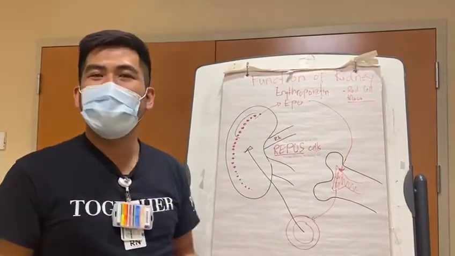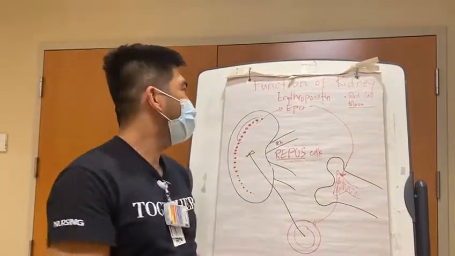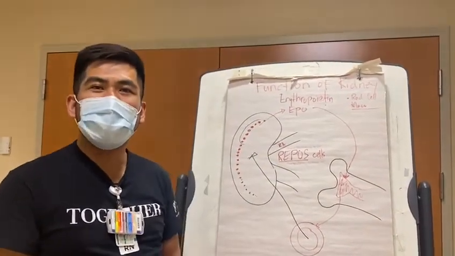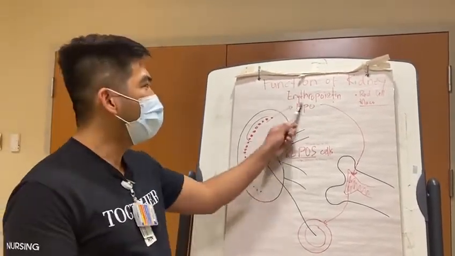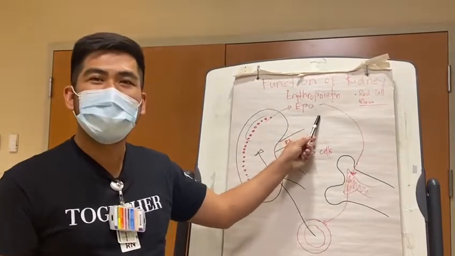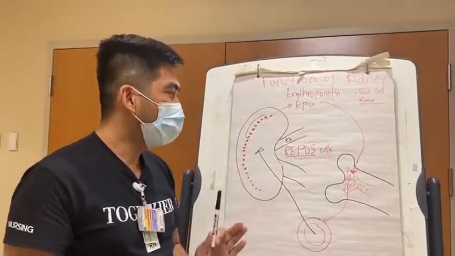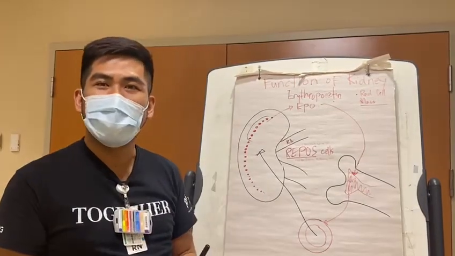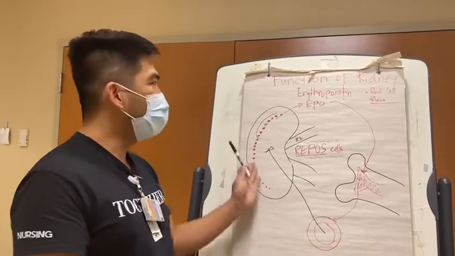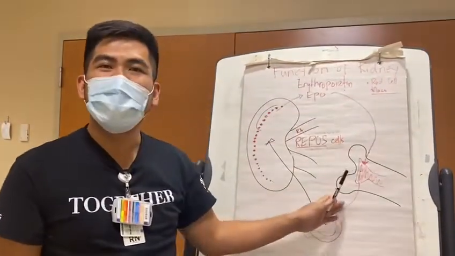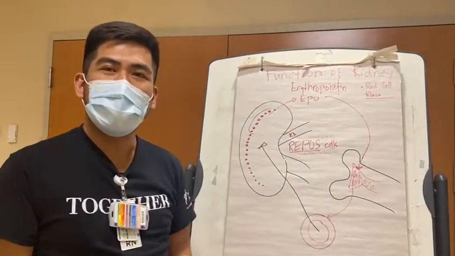If there is a low level of oxygen, the REPO cells will get activated, and then they will produce a natural hormone called erythropoietin, or EPO for short. Erythropoietin is important in blood production. This happens when the erythropoietin goes into the general circulation and it reaches our bone marrow.